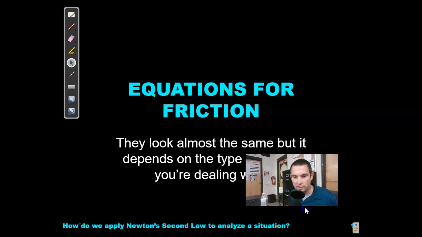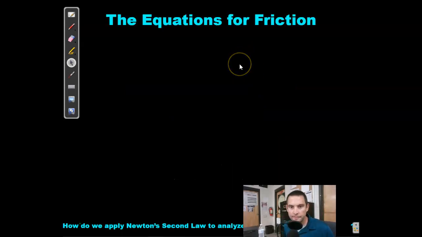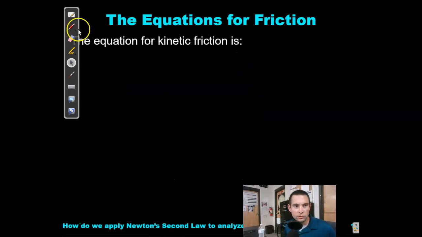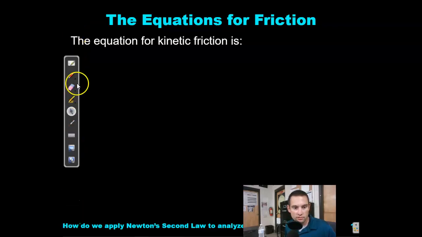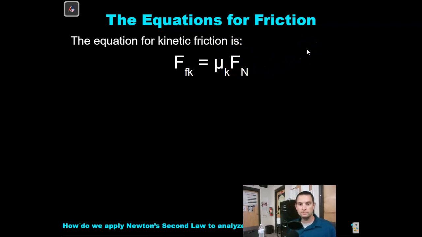Equations for friction. They look almost the same, but it depends on the type of friction you're dealing with. Okay, so the equation for kinetic friction is: the kinetic friction force equals mu sub k, for kinetic friction, times the normal force.